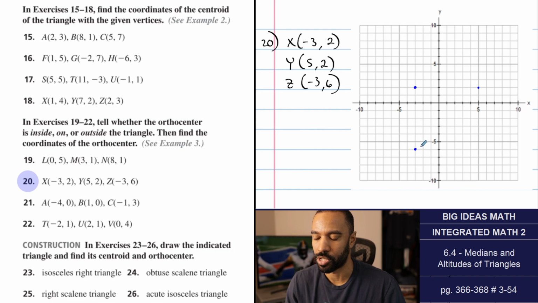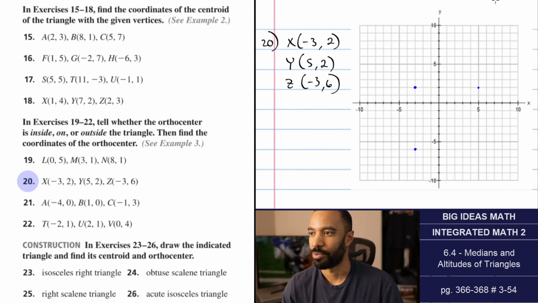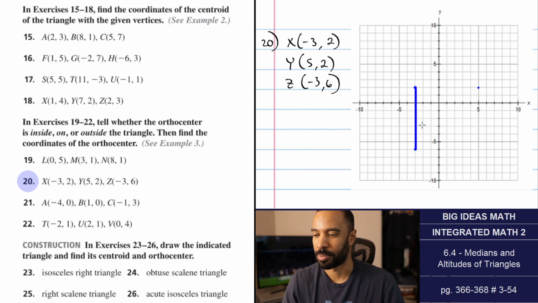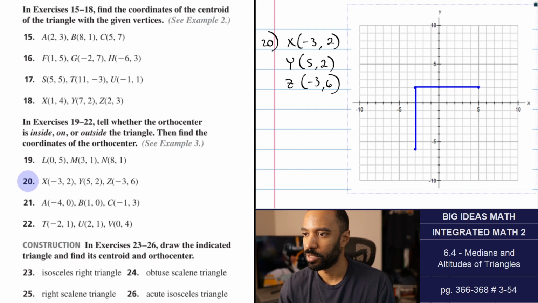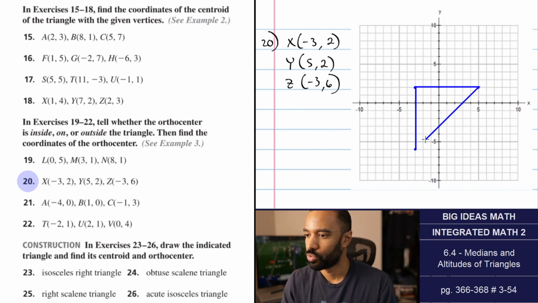I can answer this so fast. I really don't have to do much. I might for the sake of the problem. Oh, those lines are thick. Let's thin those out a little bit. And then Z, from Y to Z. Okay, so we got X, Y, Z.